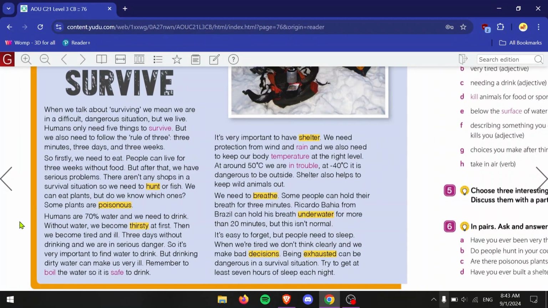For water, ideally you'd make sure that you don't go without water for too long, because as is written here, we are 70% water. At first you feel thirsty, but as you get more and more dehydrated, you start to become tired and ill. And then at around 3 days, you're in serious danger. To fix some of the problems that come with this, make sure that the water you're drinking is not dirty. A good way to do that is to boil the water so that it is safe to drink, because dirty water doesn't rehydrate you at all. Actually, you risk dying or becoming very ill by drinking dirty water.